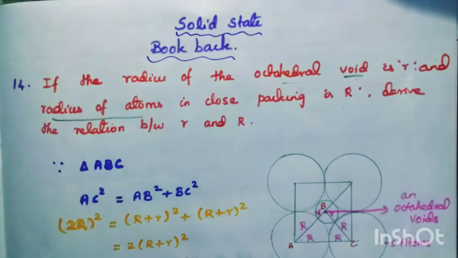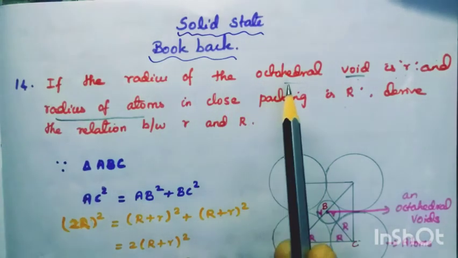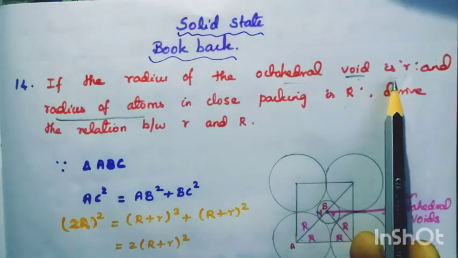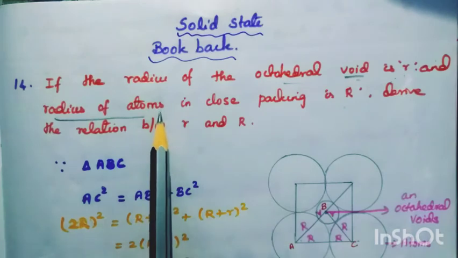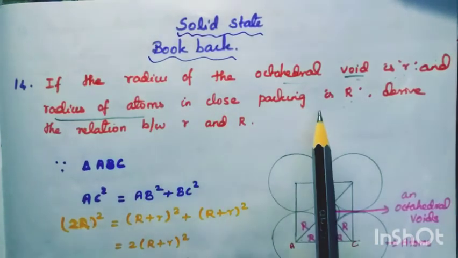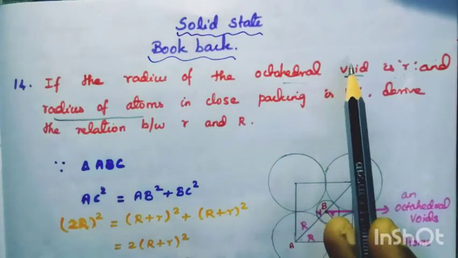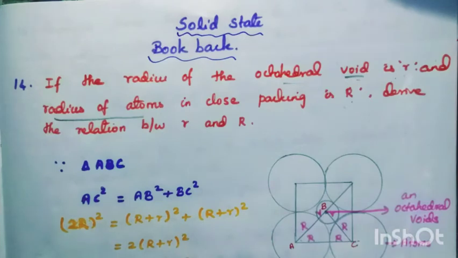Now we are going to see the 14th problem. If the radius of the octahedral voids is small r, and the radius of the atom in that packing is capital R, derive the relation between capital R and small r.